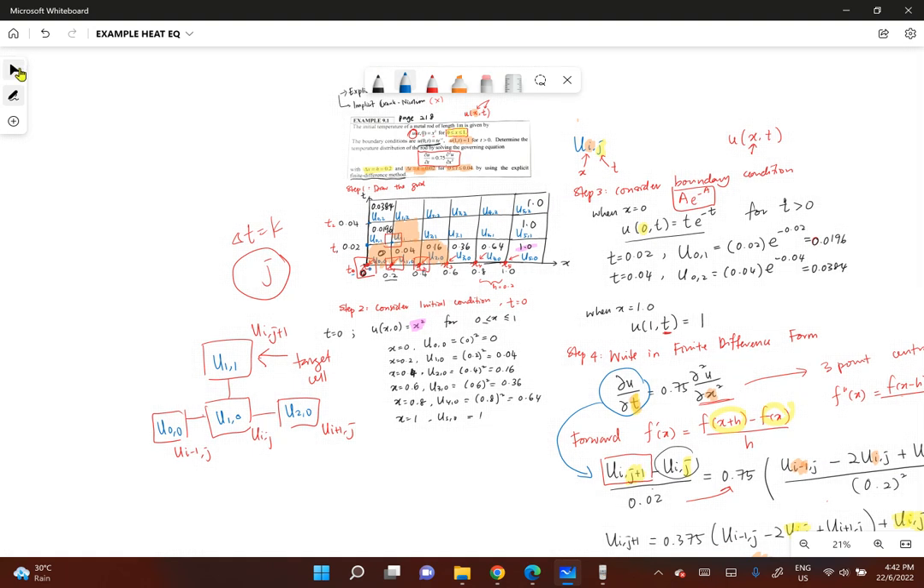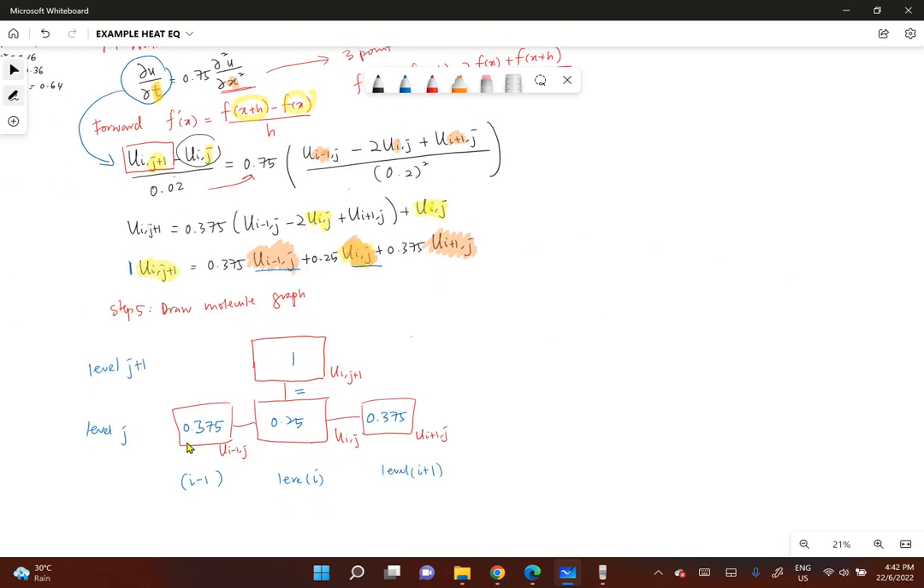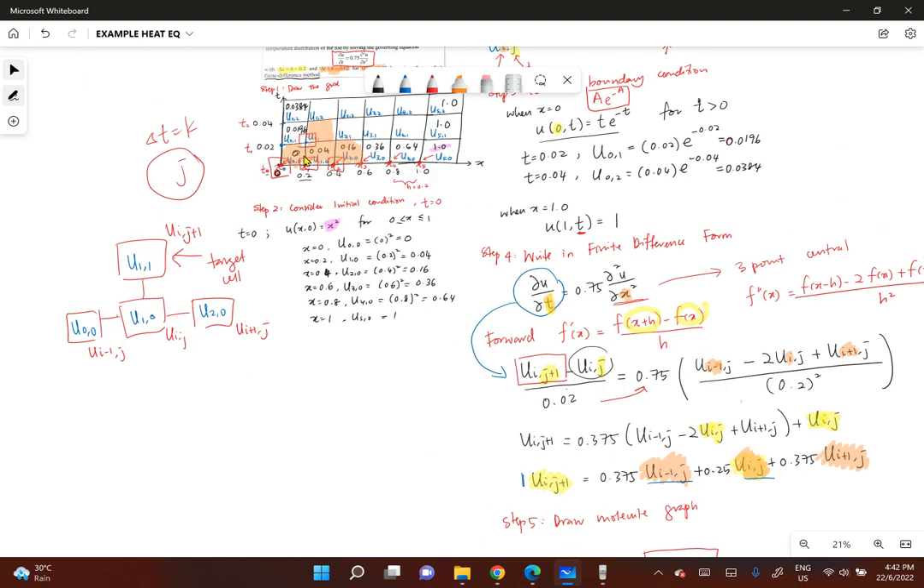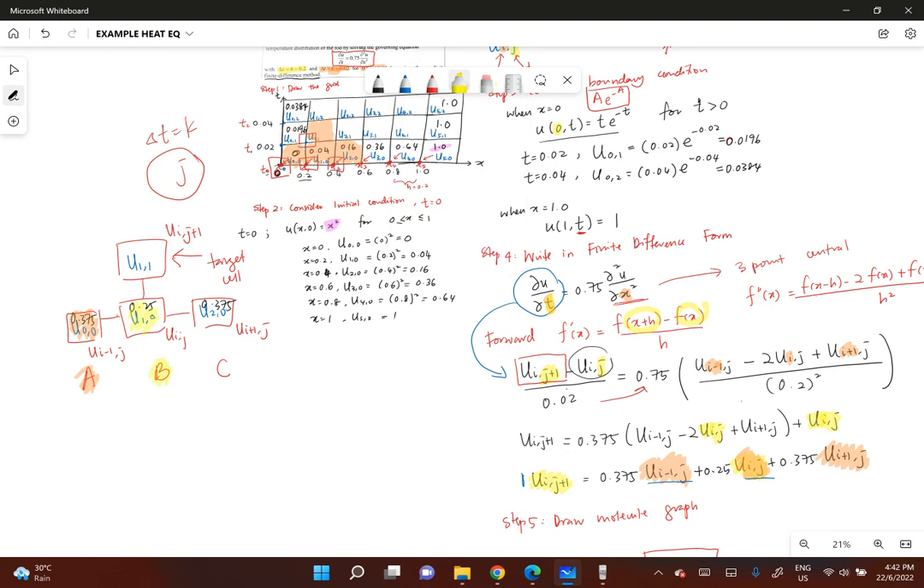Okay, this formula. Just now we got this formula. So this value will equal 0.375 times the value that we get. Here, write 0.375, 0.25, 0.375. Okay. So now, to make it easier, let's say this is A, this is B, this is C.